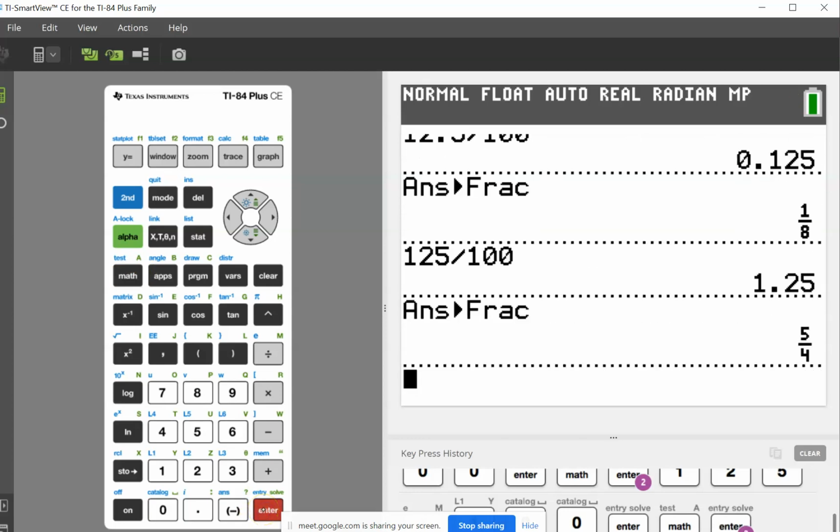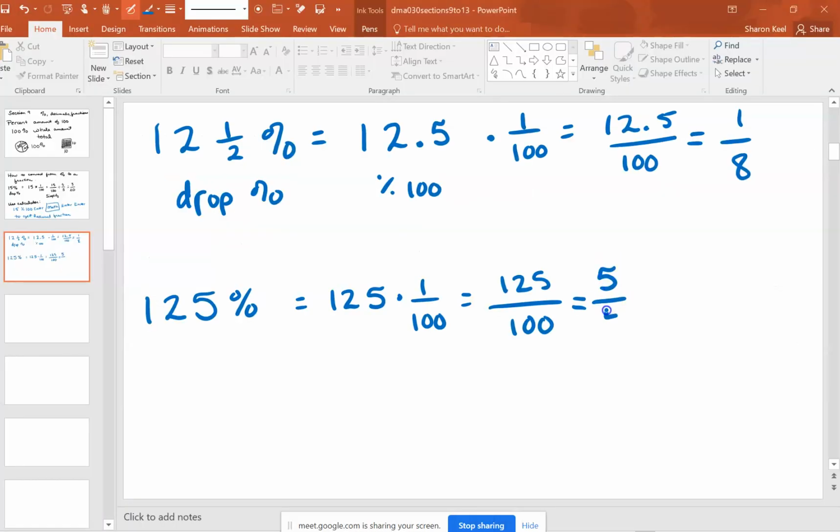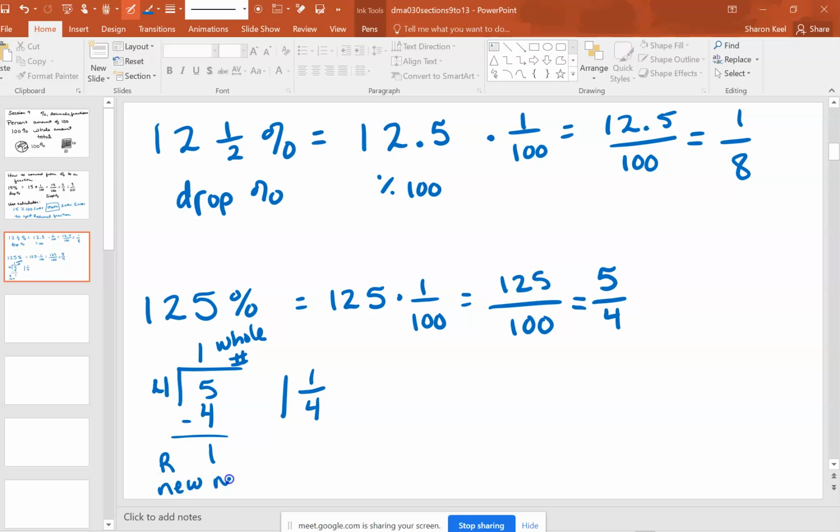And they want the answer as either a fraction or a mixed number. This is going to give us an improper fraction, 5/4. How do we change 5/4 back to a mixed number? One of two ways. I could divide 4 into 5. 4 goes into 5 one time. 1 times 4 is 4, and I have a remainder of 1. So that would give me 1 and 1/4. This 1 at the top is our whole number. The remainder at the bottom is the new numerator, and the 4 stays the same.